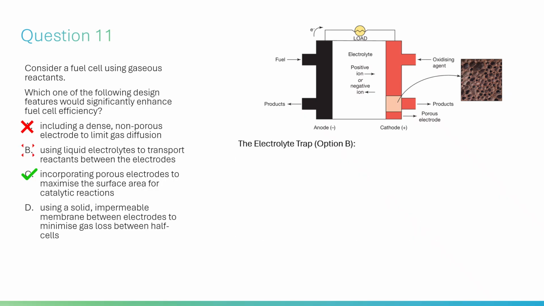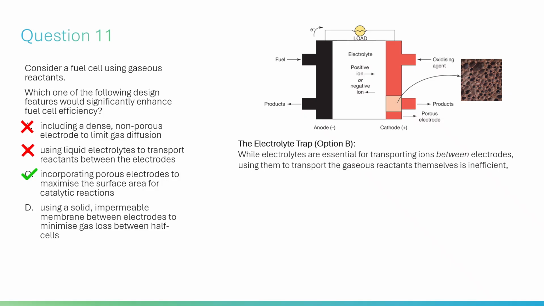The electrolyte trap, option B. While electrolytes are essential for transporting ions between electrodes, using them to transport the gaseous reactants themselves is inefficient, as gases dissolve poorly in liquids.